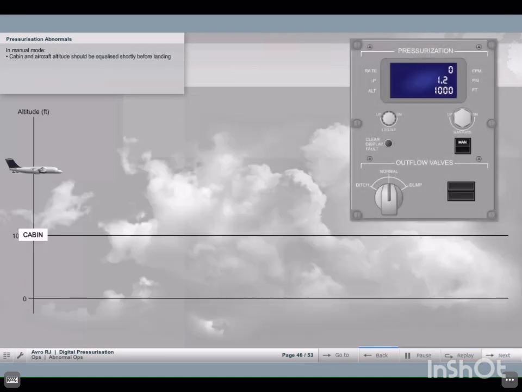When descending in manual mode, cabin and aircraft altitude should be equalized shortly before landing.